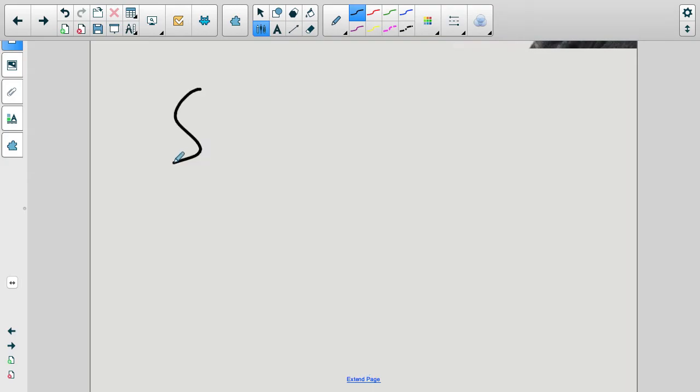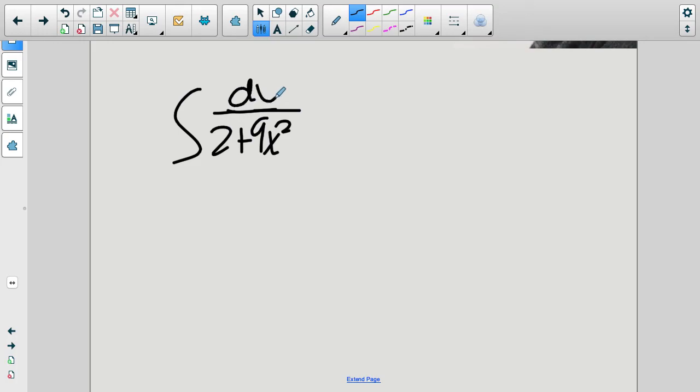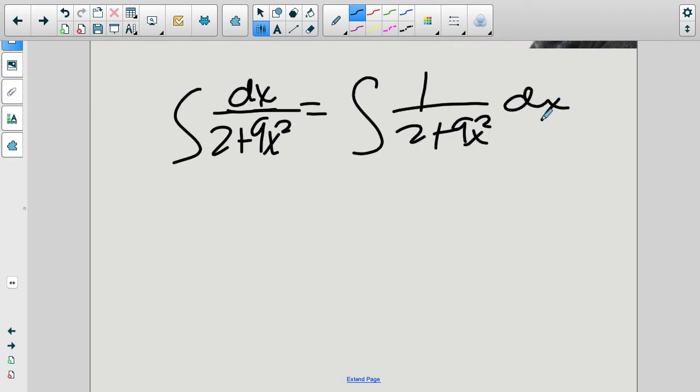So I have the integral of 1 over 2 plus 9x squared dx. Okay, girls, look. Really in your book and in a lot of applications, you're going to see it this way. Something for me, I like to see it this way. So you can rewrite it if it helps you. I see now arc tan. Okay? What is u?